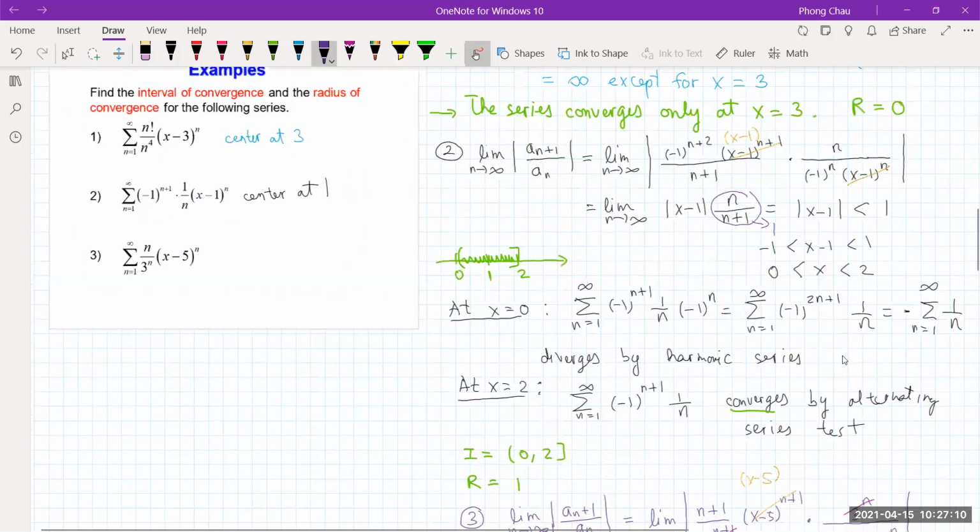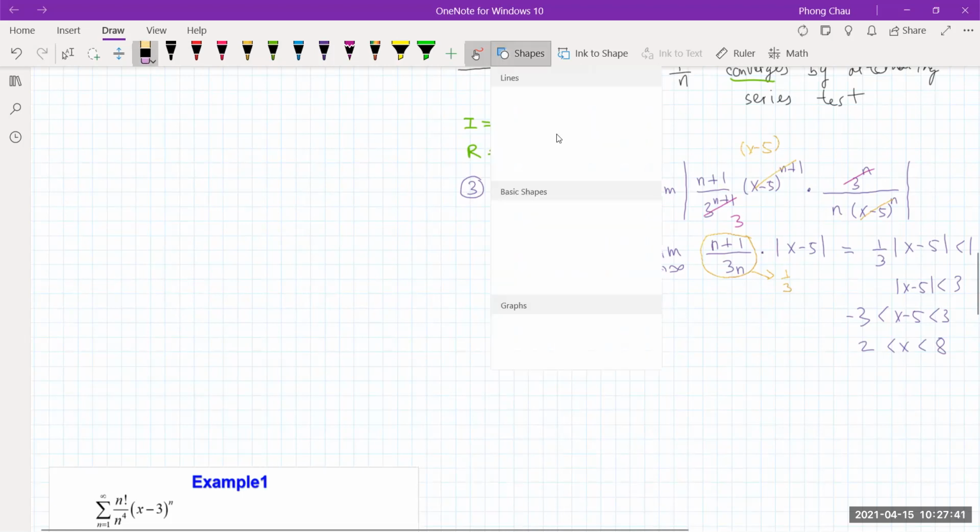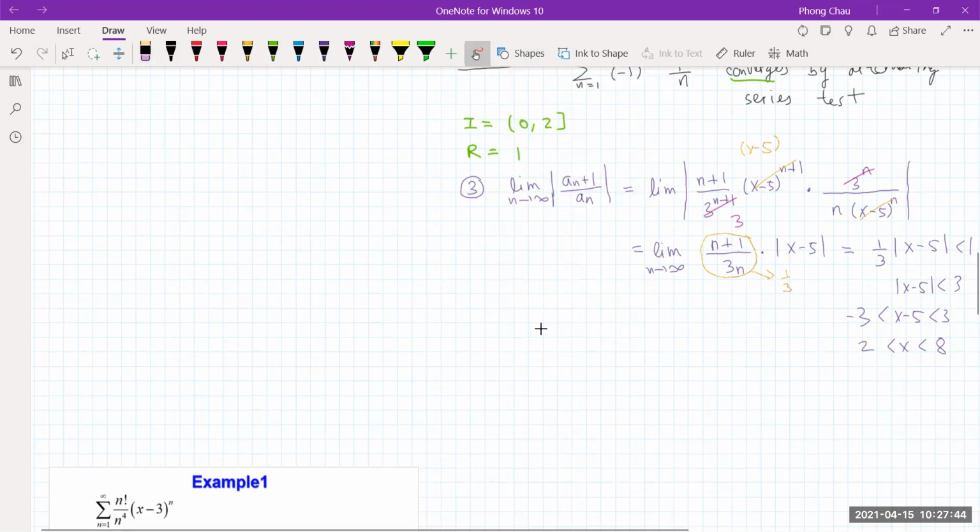Let me go back up here. Now, this is a new series, right? What's the center for this series? The series is in powers of x minus 5, so the center is at 5. Now I have the intervals down here, and the next thing I would do is draw the number lines and try to see where the center is.